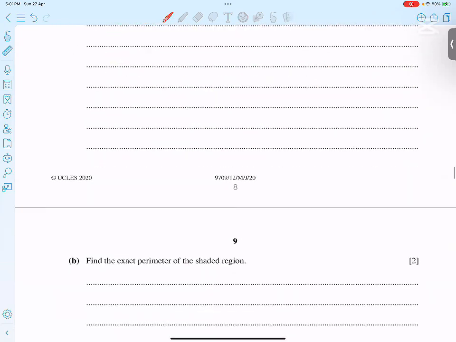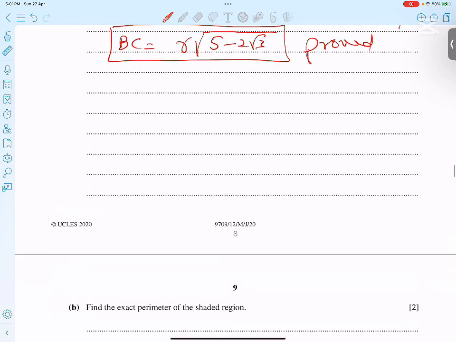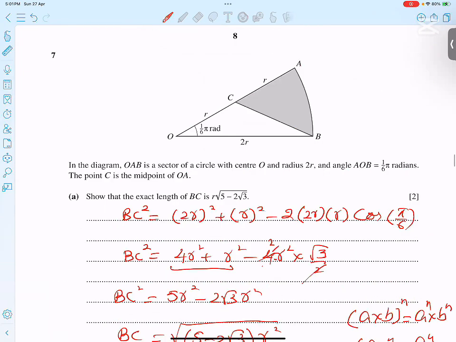Okay, let's go for the next part: the exact perimeter of the shaded region. What is the definition of perimeter? The perimeter of the shaded area means the outer boundary. So I start from A to B, B to C, and C to A. A to B is the arc length, which you obviously know. Then B to C is a straight length, and C to A is the radius, which is obviously clear.